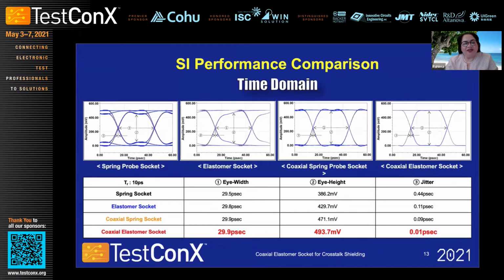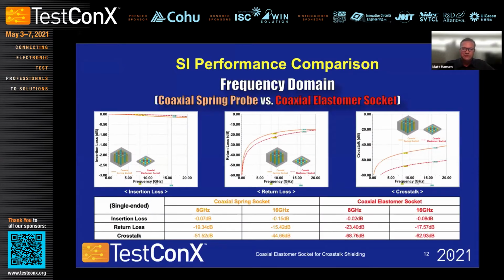Hey, Matt, this is a good time for asking a quick question. Sure. On this slide, can you explain the details of why the crosstalk is much lower here than the spring probe? So you want to explain what is that related to? Is that only the height issue, the low inductance, or can you explain what is causing that?